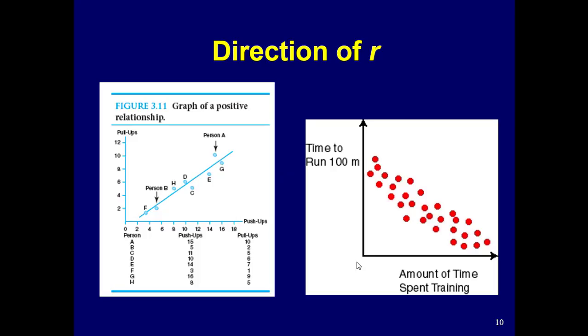I'm going to go through the next slide and show you that there also is the attribute of the R, which is the direction. As you increase on your X variable, you also have an increase in the Y variable. We see that there's what we call a positive or direct relationship. And here we see that the amount of time spent training is negatively or inversely related to runtime. And you can see that by the direction of the slope. The direction of the slope is the same as the direction of the correlation coefficient.